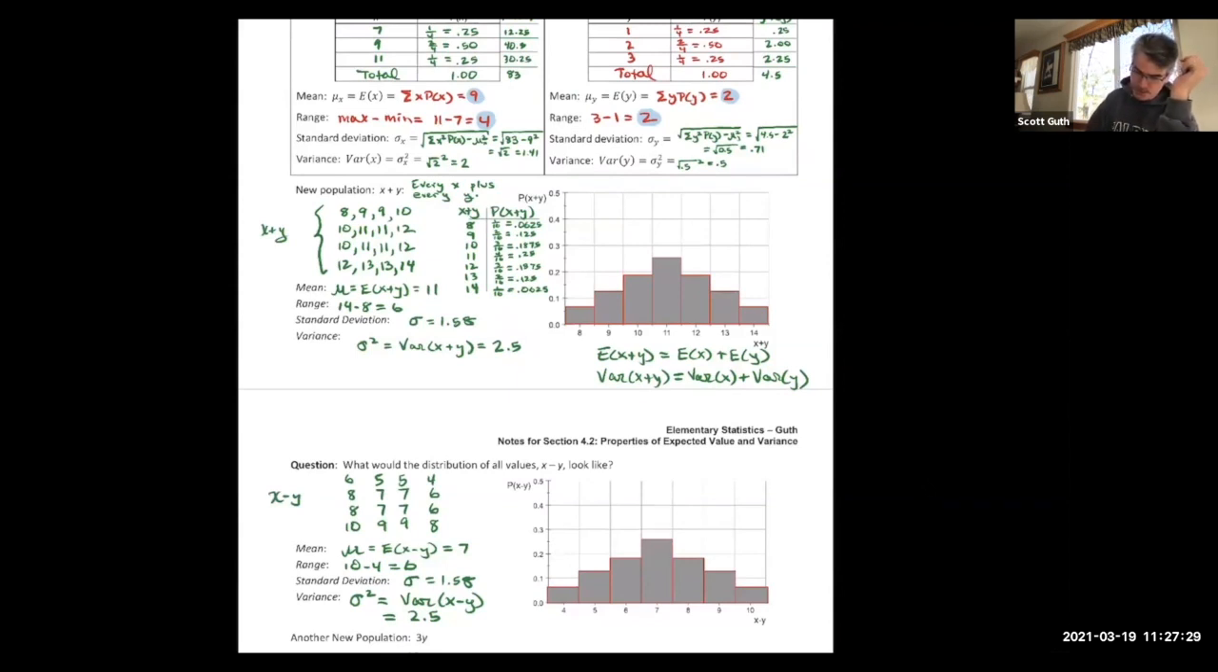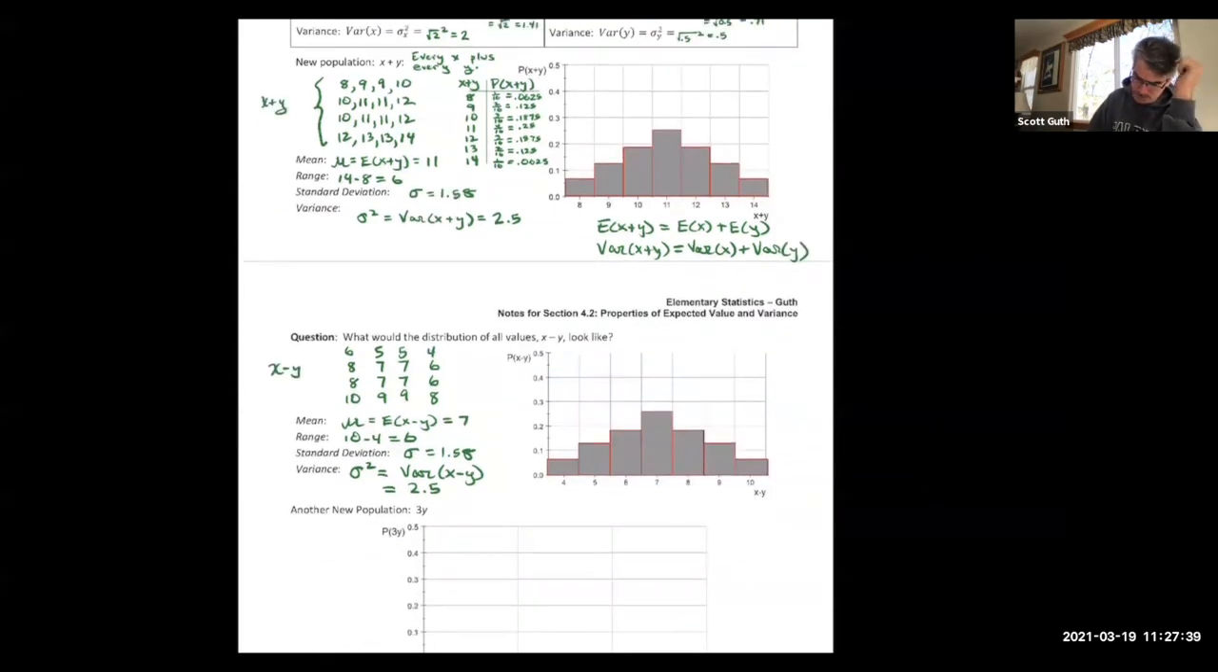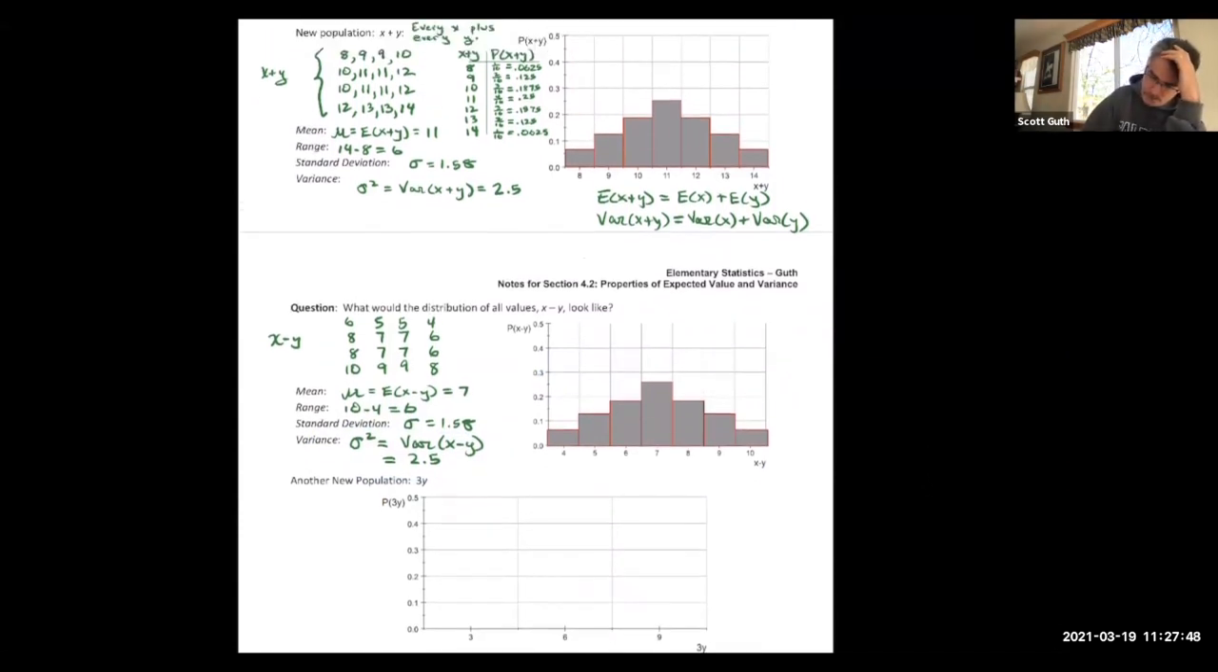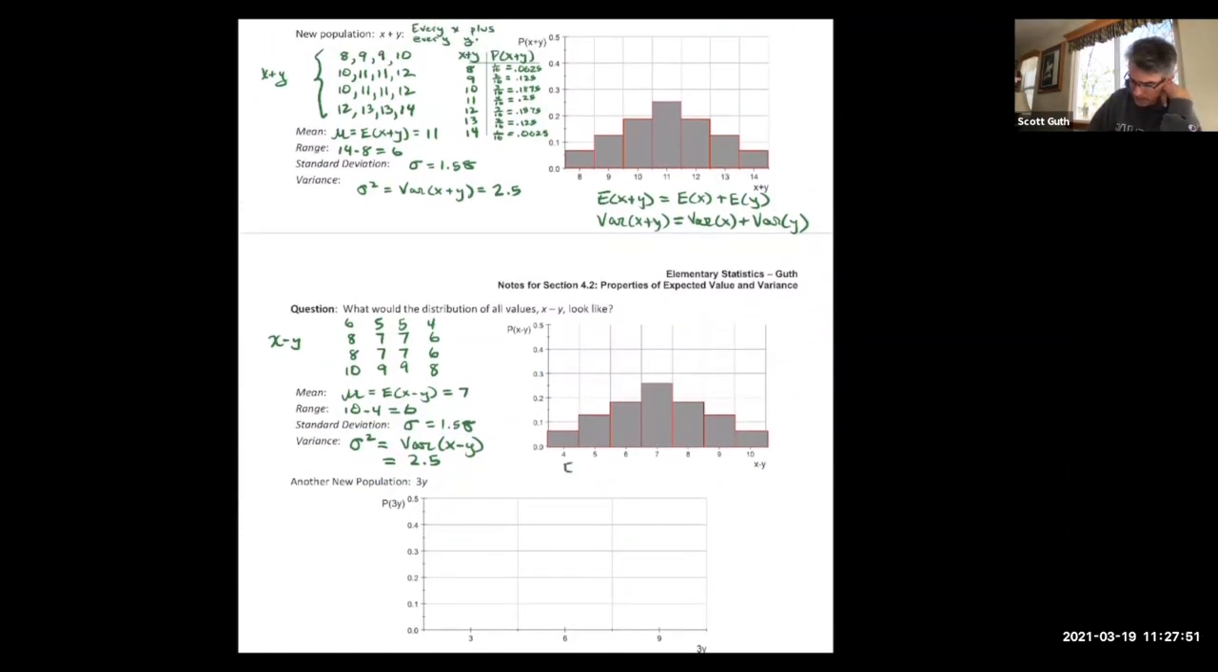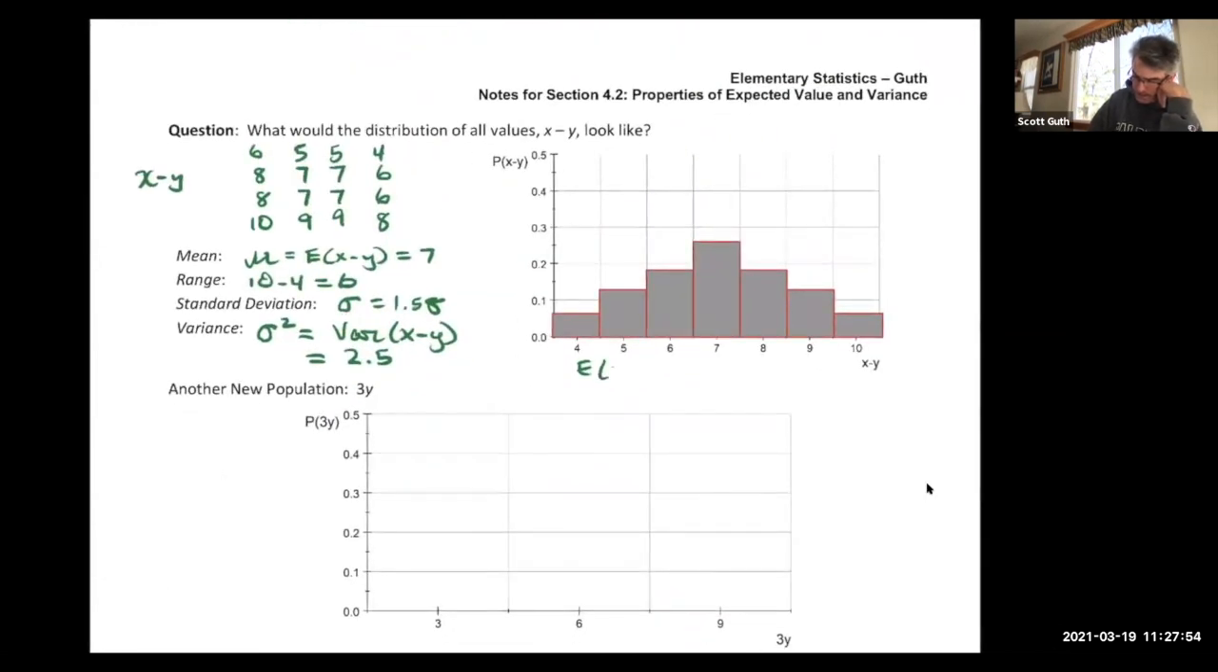So notice that the variance of x was 2. The variance of y is 0.5. And whether you add or subtract, the variance of x minus y is still 2.5 because the distribution has the same width. So the variance is added. So I want to get this last statement, expected value of x minus y is the expected value of x minus the expected value of y. So that was the 9 minus 2 for the two means to get 7, which is the mean of x minus y.